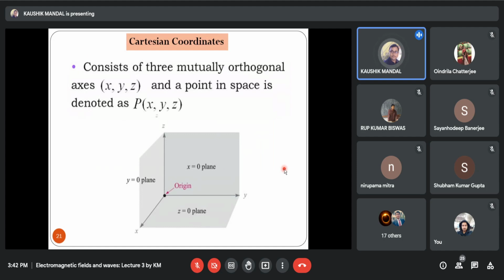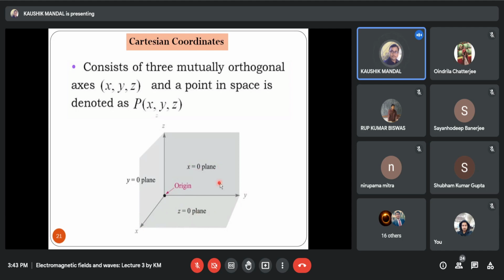It basically consists of three mutually orthogonal axes. Three mutually orthogonal axes means if we consider this is the origin, that is O, axis X, axis Y, and axis Z, these three axes are mutually orthogonal to each other. Now, considering these three orthogonal axes, we can consider three different planes. One is the XY plane. On this XY plane, what will be the value of Z? The value of Z is 0. So it is also called the Z equal to 0 plane.